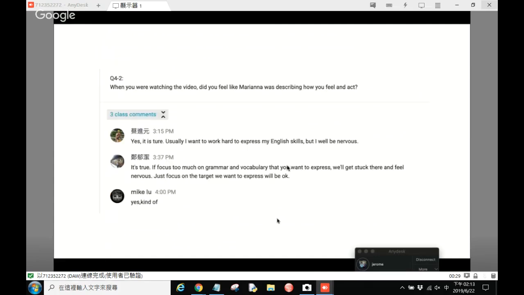And then the second grouping of people, three people. Yes, it's true. It's hard for me to express myself and then I get nervous. Sure, it's true. Focus too much on grammar, vocabulary, and you get stuck and get nervous. That's right. Yes, kind of. All right. So again, I think that's quite true for a lot of people. And Malaysia and Taiwan are similar. And again, I think this is probably similar in a lot of countries.